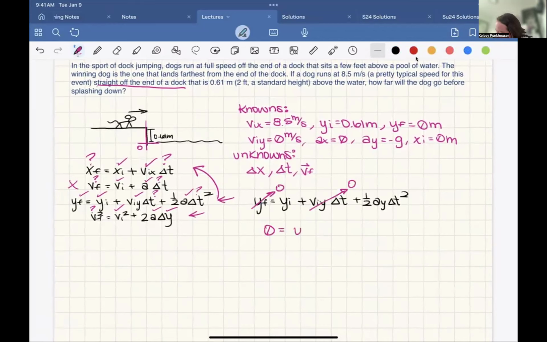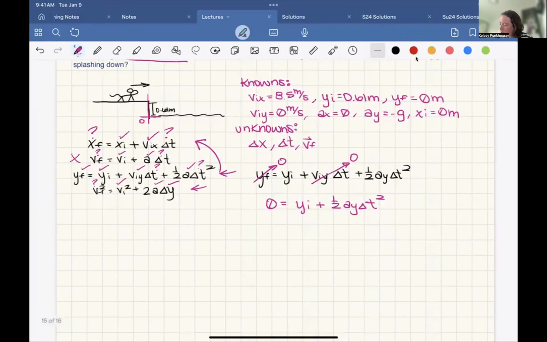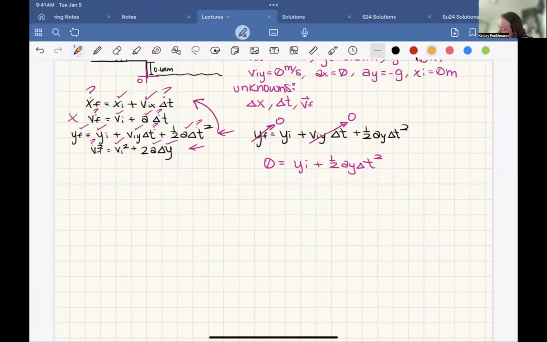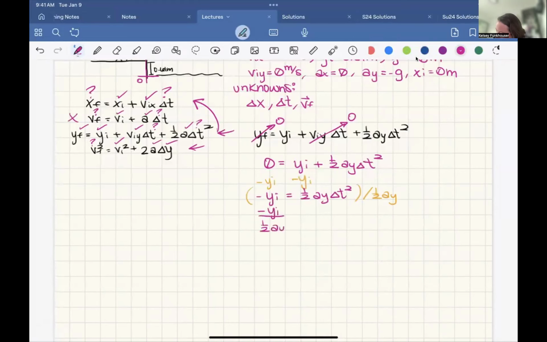See, 0 equals y initial plus 1/2 acceleration in y delta t squared. And then we can just solve for the time interval. So let's subtract y initial on both sides. Negative y initial equals 1/2 acceleration in y delta t squared. And then let's divide 1/2 the acceleration in y on both sides. Negative y initial over 1/2 acceleration in y equals time interval squared.